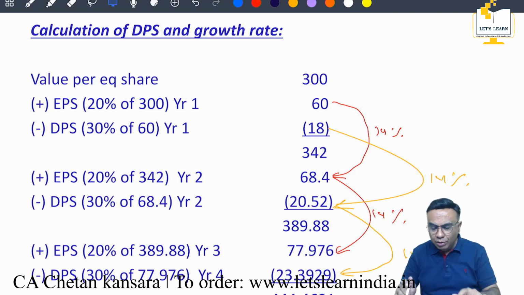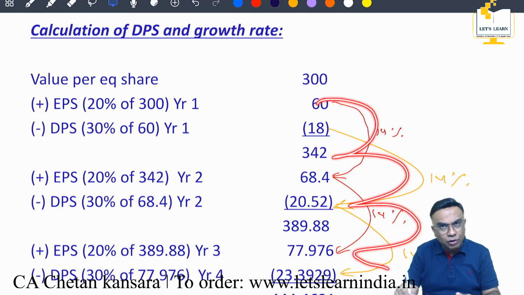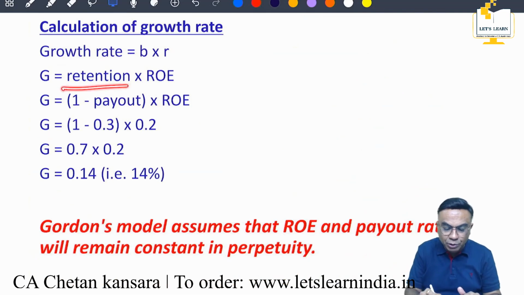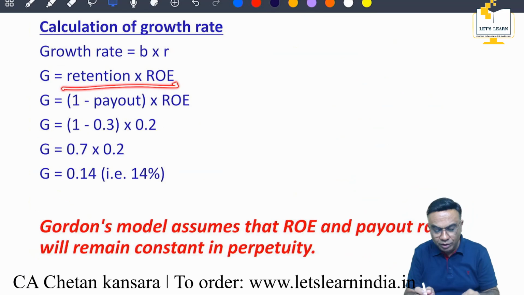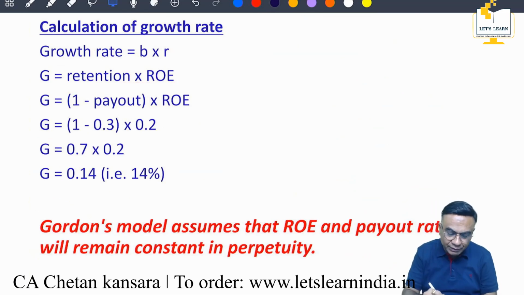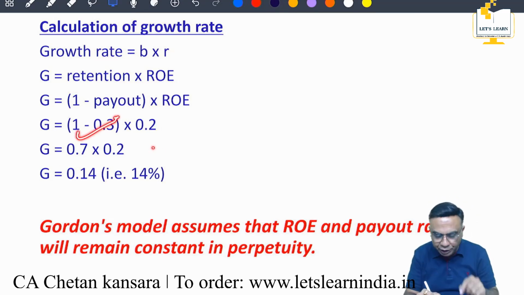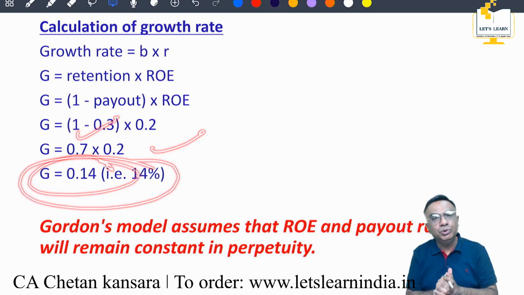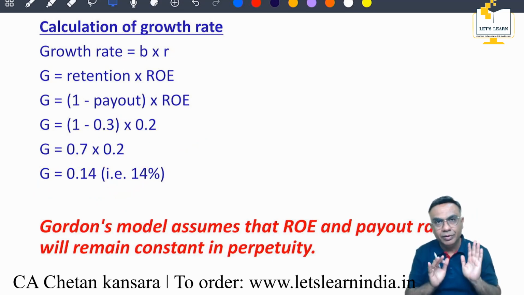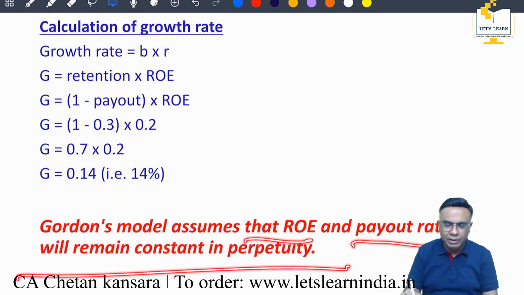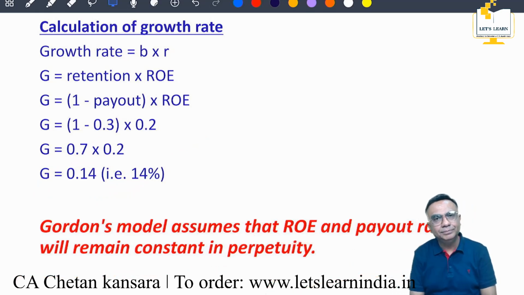Now we have a shortcut of calculating this. We got 14% increase, right? What is the formula? Growth rate is B into R, retention into return on equity. What is the retention over here in our example? 30% is payout, so 70% is retention. What is return on equity? 20%. That comes to 14% directly. So this shortcut we are going to use for calculating the growth rate. Gordon's model assumes that ROE and payout ratio will remain constant in perpetuity. I hope it's fine.